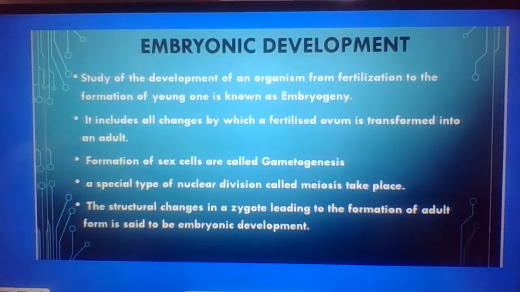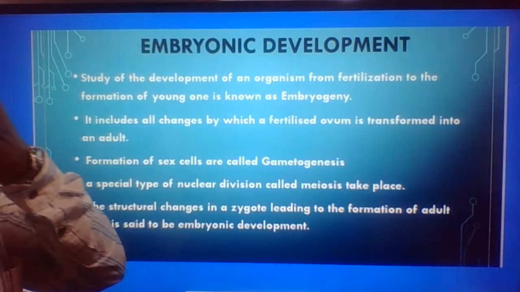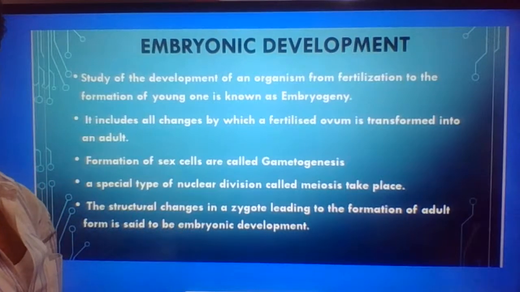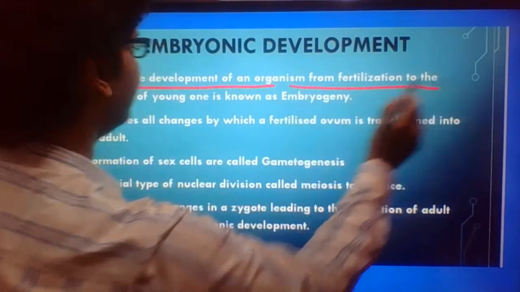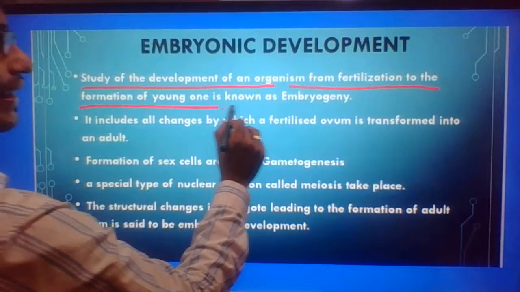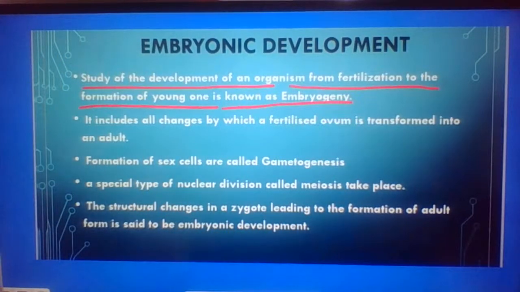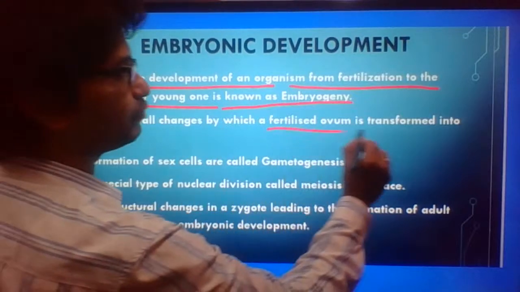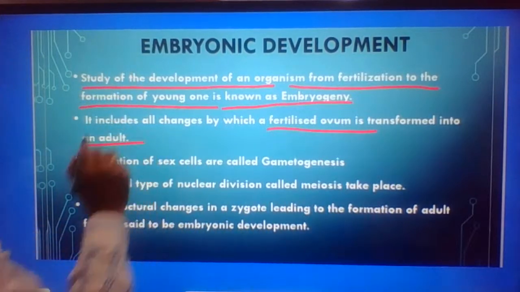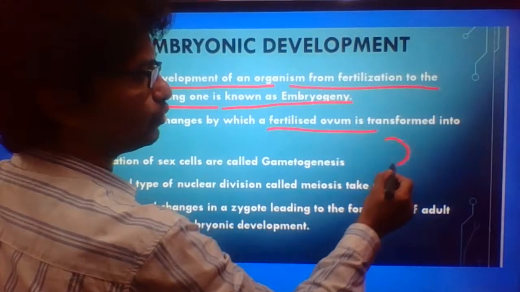Next we move on to the embryonic development. Coming to the embryonic development, இப்போ zygote form ஆயிடுச்சு, fertilization நடந்துருச்சு. So embryonic development is the study of the development of an organism from the fertilization to the formation of the young one, called embryogeny. This includes the changes by which the fertilized ovum is transformed into an adult actually. For example, this is a secondary oocyte I'm talking about.